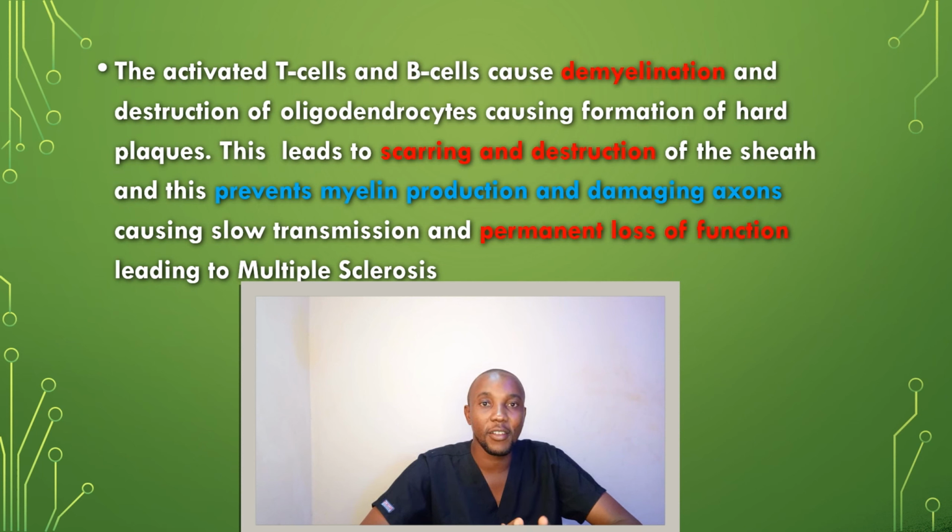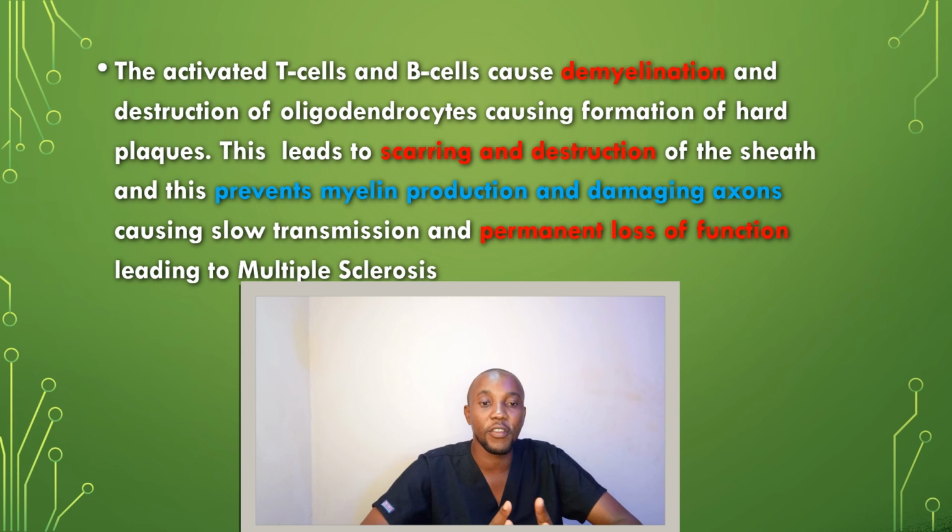Etiological factors, those are the risk factors. They cause an autoimmune process in which the T cells and the B cells are activated from the peripheral circulation, and they will migrate to the CNS. The brain and the spinal cord are the ones which make the central nervous system. That will lead to production of inflammatory cytokines and reactive oxygen species, causing inflammation. The activated T cells and B cells cause demyelination.